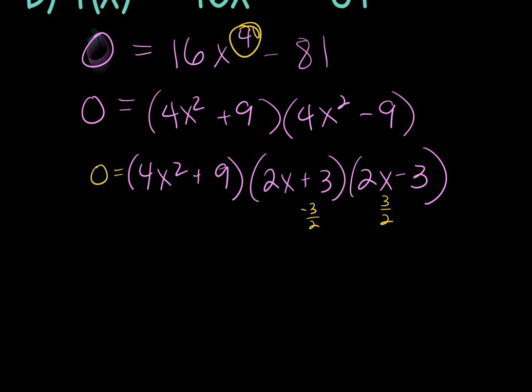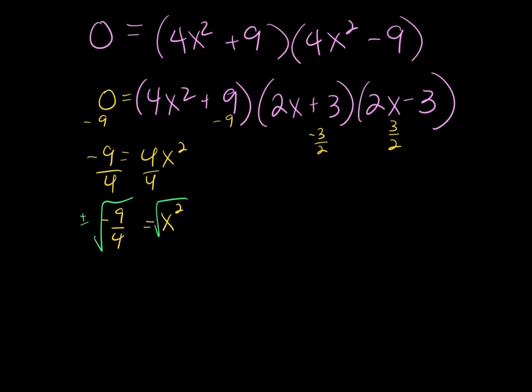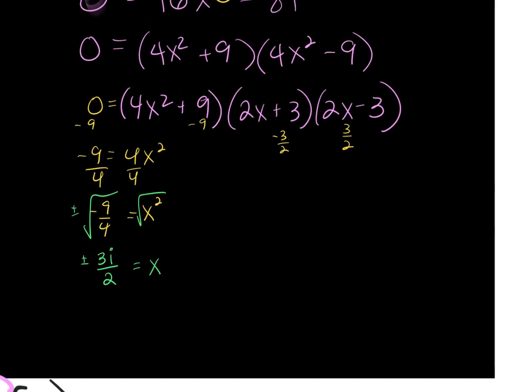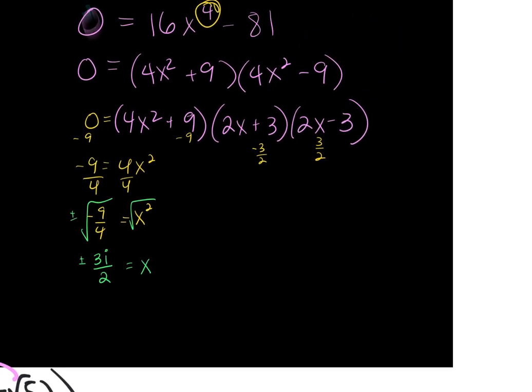I'm going to set it equal to 0, subtract the 9, divide by 4, and square root, putting a plus and minus in the front. So x equals plus and minus the square root of negative 9, which is 3i, over the square root of 4, which is 2. So my 4 zeros are negative 3 halves, positive 3 halves, negative 3i over 2, and positive 3i over 2.